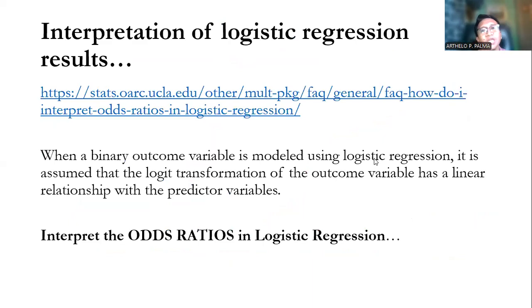So for the interpretation of logistic regression results, you can read this article. I'll be providing you this article also. When a binary outcome variable is modeled using logistic regression, it is assumed that the logit transformation of the outcome variable has a linear relationship with the predictor variable. So take note of that. So interpret the odds ratios in logistic regression. That's how you interpret here.